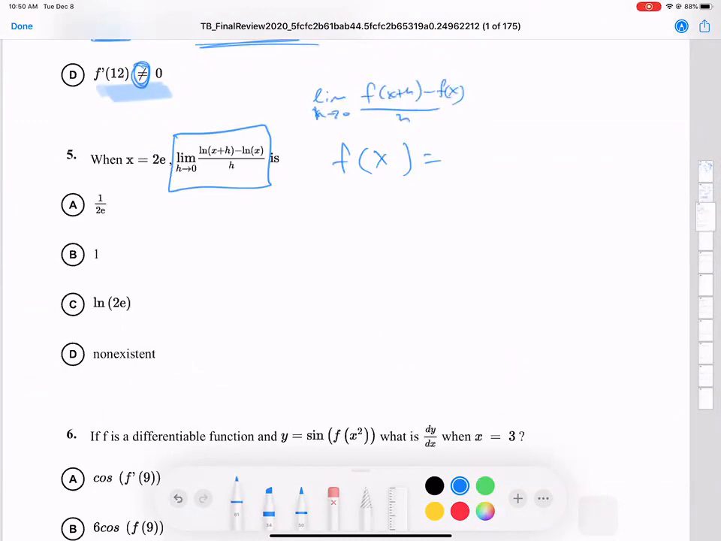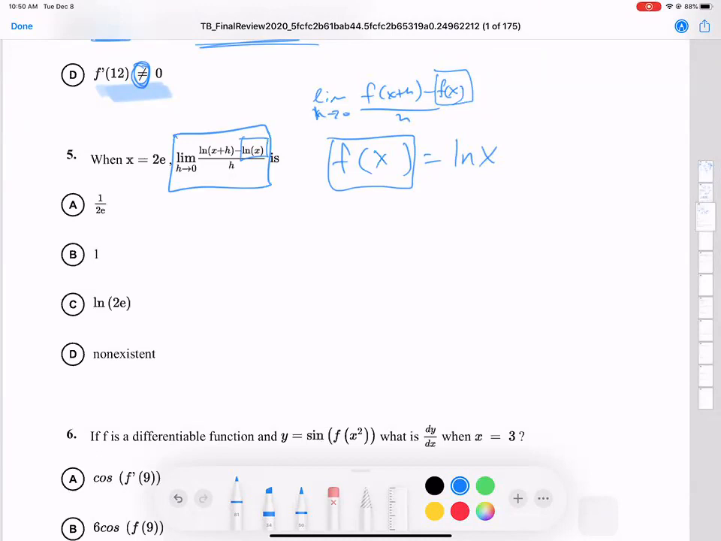Okay, so the trick is this. See how that's f of x? That's your f of x. Are you guys okay with me just saying that's f of x, instead of having to do the difference quotient?